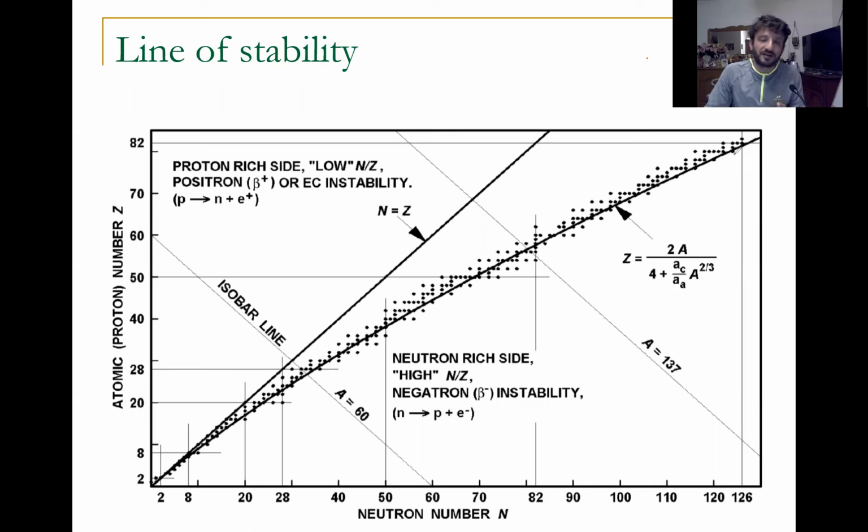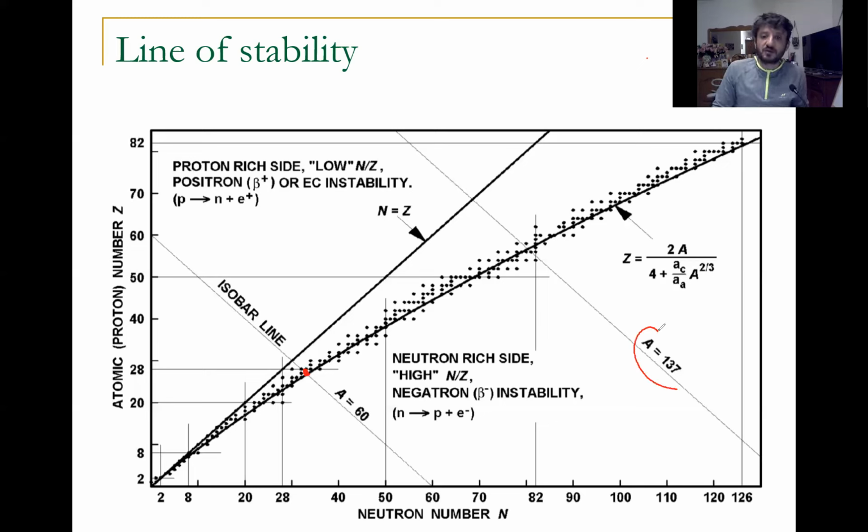of A. For example, here we have a line of A equals 60. It's called an isobar line. Why? Because all the nuclei here have the same mass number A. On this line, we have one most stable nucleus. It's somewhere here, for example, on the line.